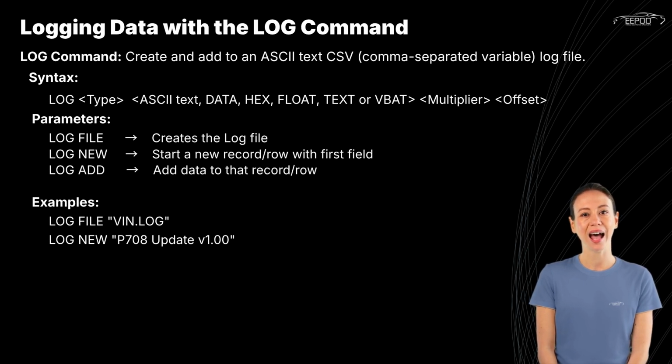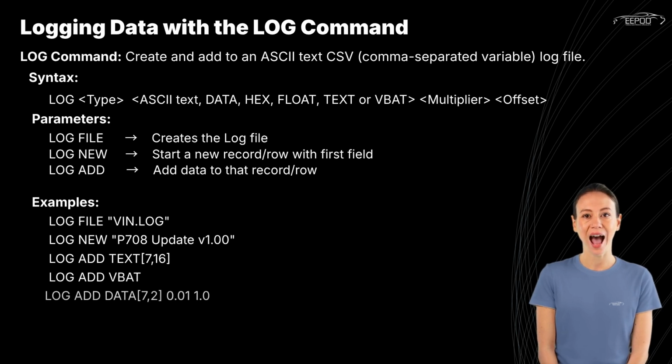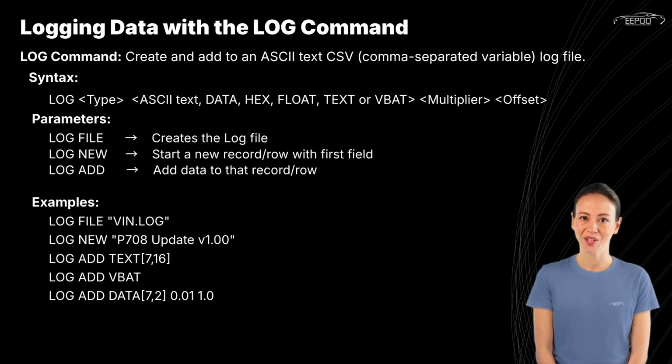Next is log add, more columns. Then you can use log add to add more values to that same row. For example, log add text 716, log add vbat, log add data 72 with multiplier and offset 0.01 and 1.0 respectively. You can add text, VINs, voltages, DIDs, even values with multipliers and offsets. These show up as separate columns in the CSV file. Super helpful when you're logging multiple things in one shot.